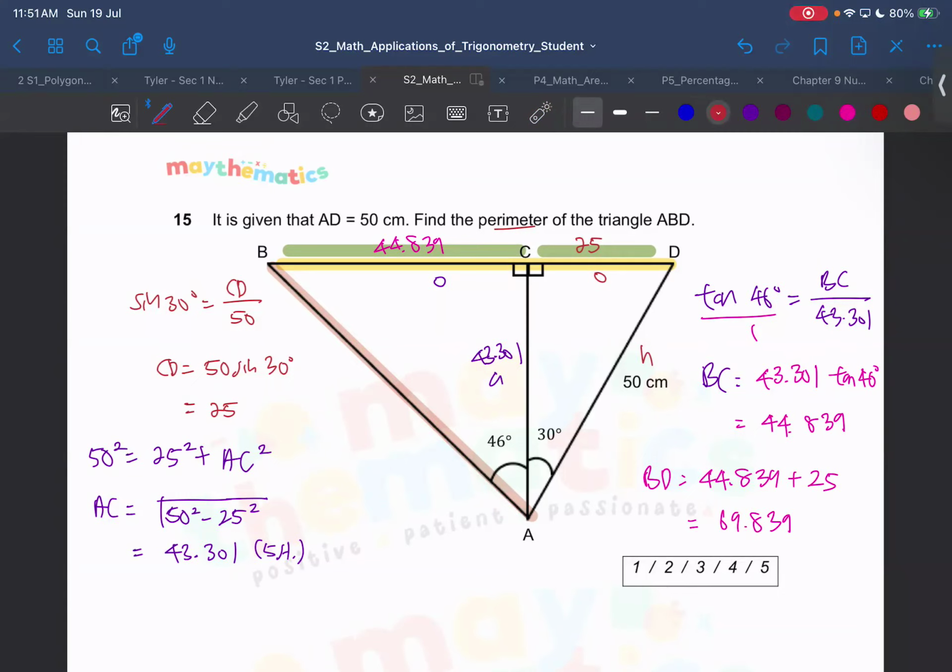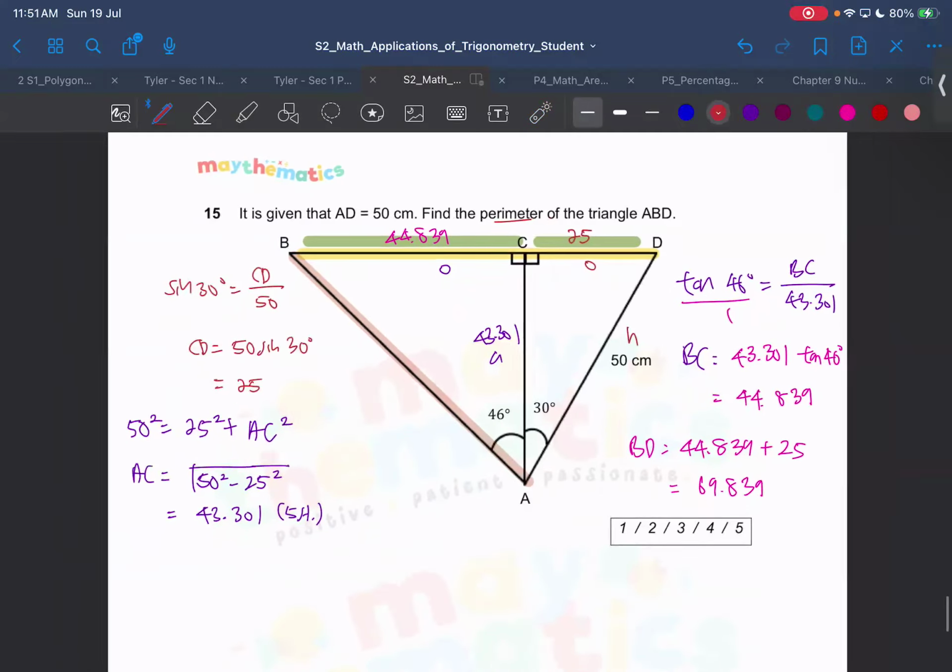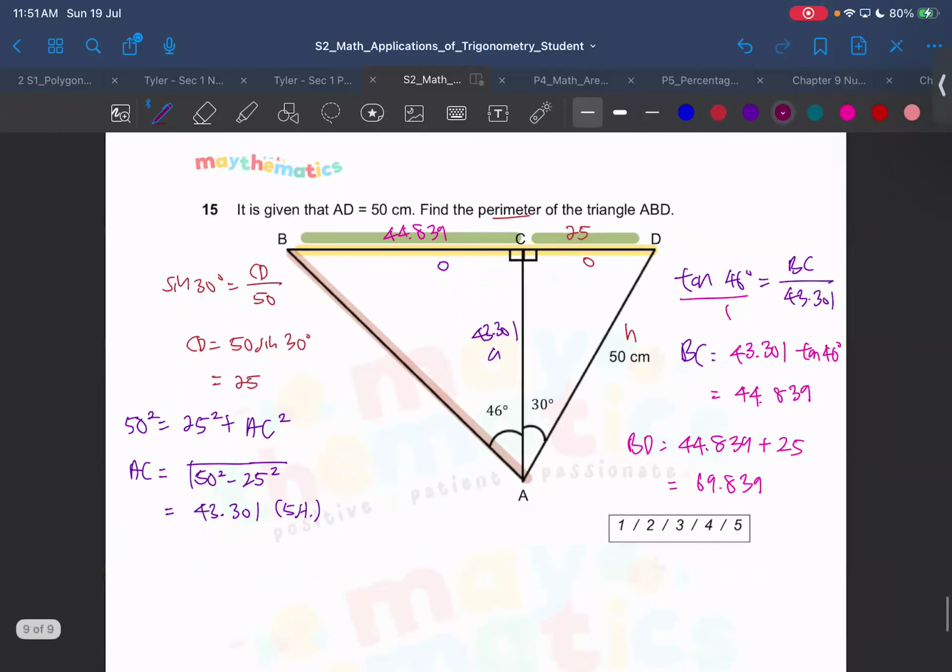Okay, come Mirabel, how to find AB? I already know this, I also know this. Use what? Oh, then square root, right? Yeah, good. Okay, use Pythagoras. So AB squared equals 44.839 squared plus 43.301 squared.